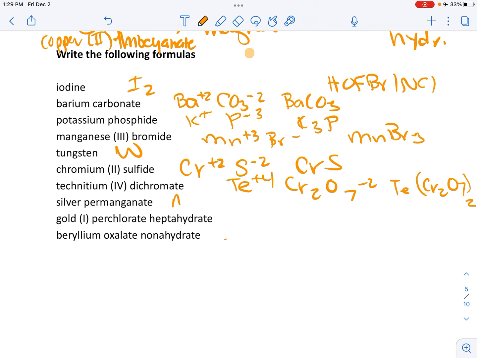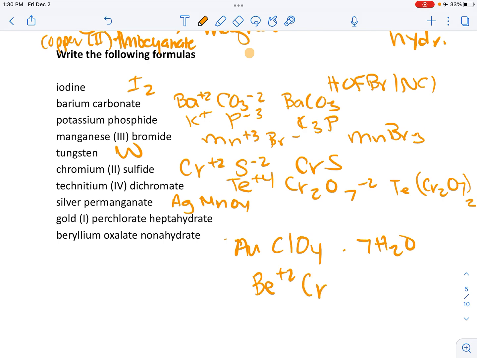Silver permanganate is AgMnO4. Silver is a +1. This is a -1, so we'll just get rid of those. Gold 1 perchlorate. So Au is +1. Perchlorate is ClO4 -1, so that takes care of that. Nothing to crisscross. A heptahydrate is 7H2O. Beryllium is +2. Oxalate is C2O4 -2. So that gets rid of that. Neutral. And a nonahydrate is 9.